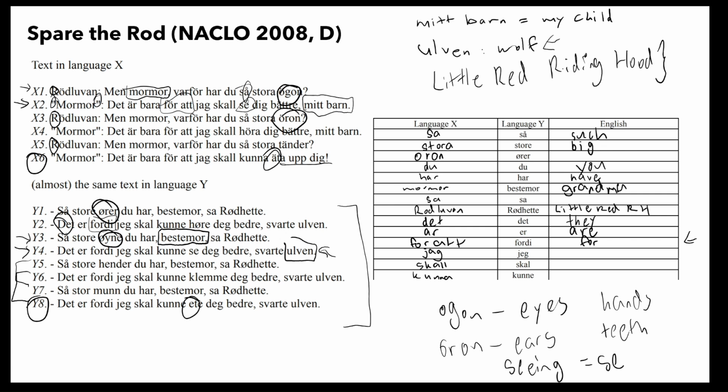I'm thinking right now that jag is I. Because the grandma, or the wolf, is going, they are better for I to see you with. Or they're better for I shall see you with. I'm thinking skal is shall because of the way it's spelled. And then I'm thinking that jag and yeg are I. Right? And then kuna and kune.